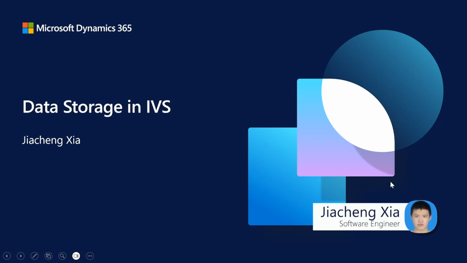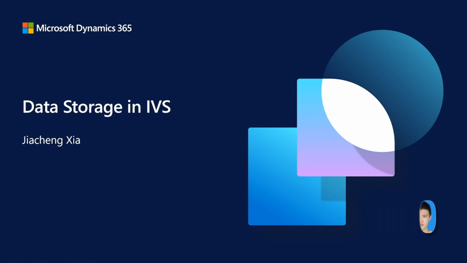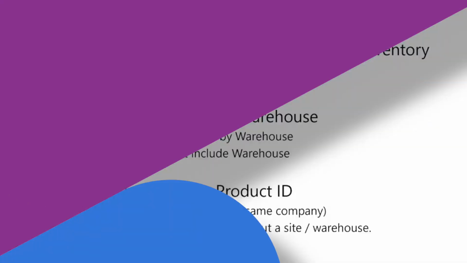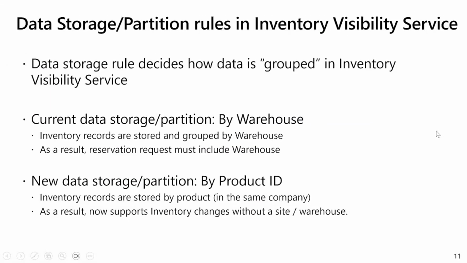I'll now take over the rest of this tech talk to introduce how we can configure Inventory Visibility Service to enable making soft reservations as well as other inventory changes without the need to specify sites and warehouses throughout the process. To begin with, we first introduce the data storage rules inside Inventory Visibility Service. We call it a data storage rule or partition rule to describe how the data is grouped inside Inventory Visibility Service.